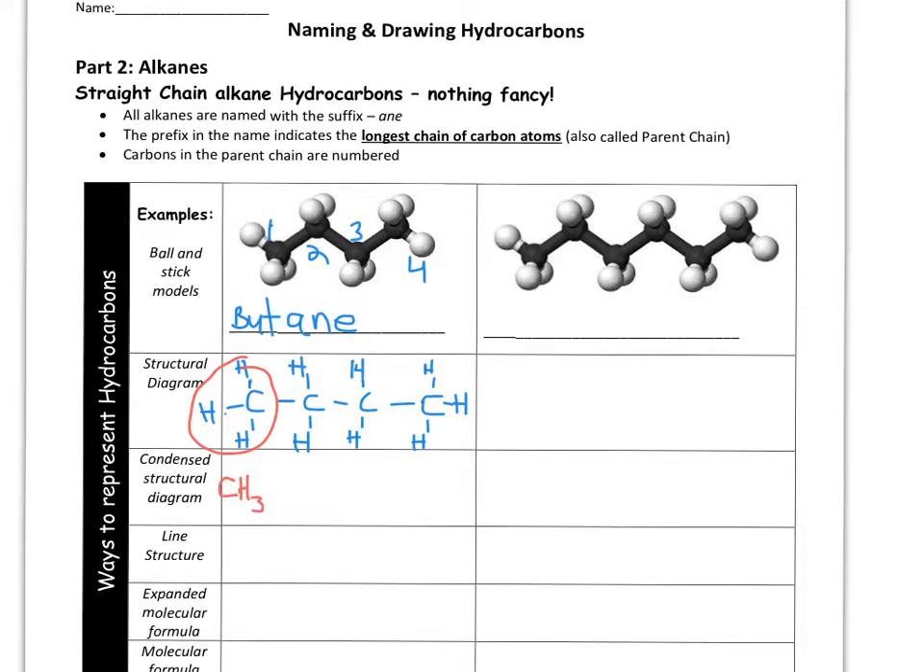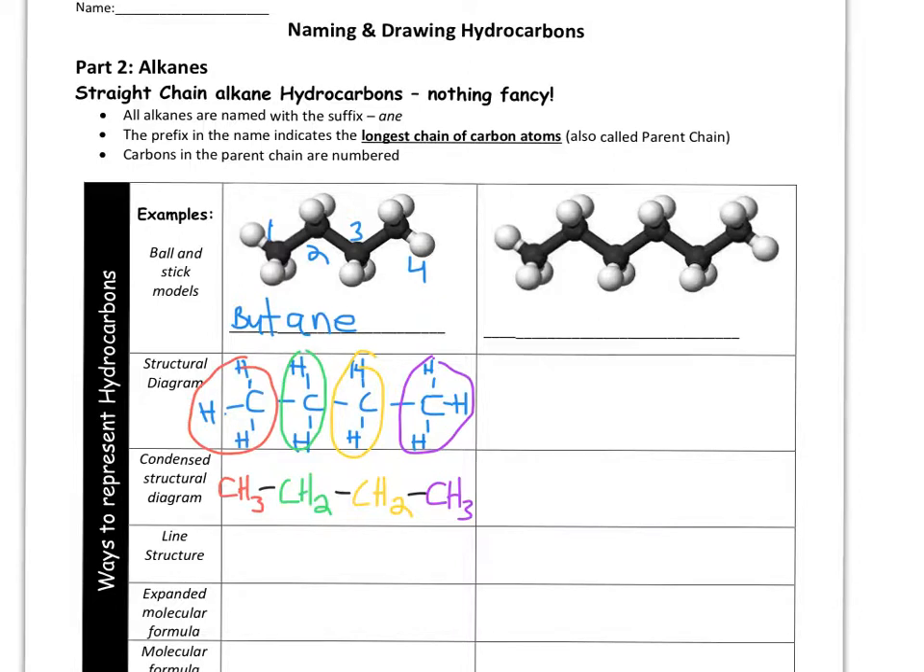Then we're going to take this group here and we're going to put a dash between, and then we're going to write what we have in that group, CH2. And then another one, this one right here, we have another CH2. And then on the end, we have another CH3. Okay, so structural diagram and condensed structural diagram are going to be ones that we're going to use frequently.